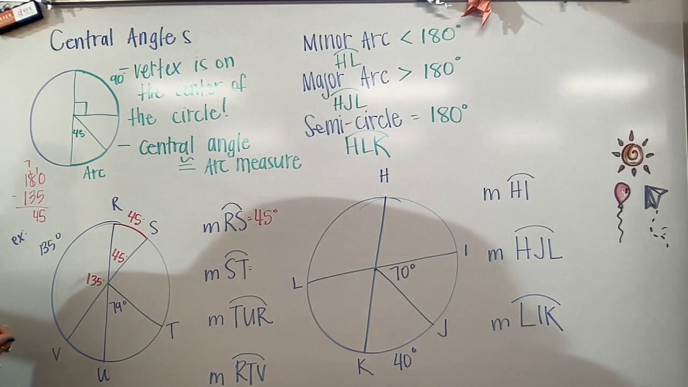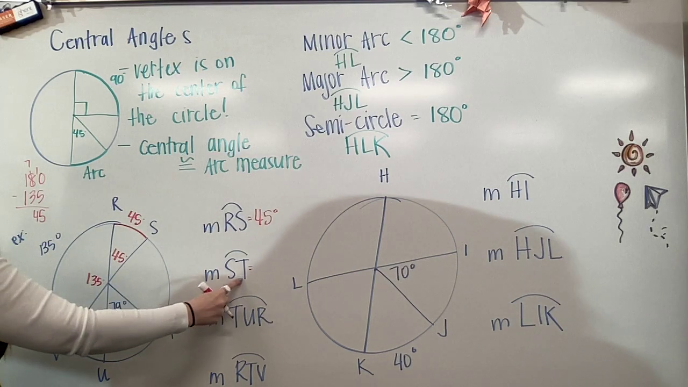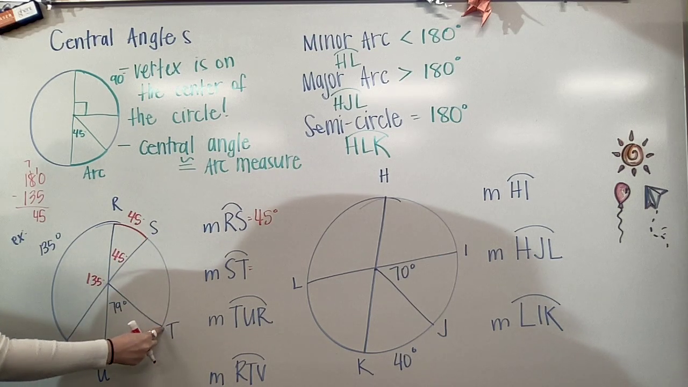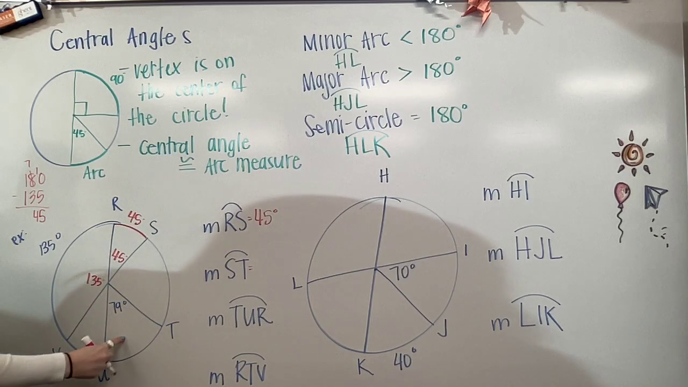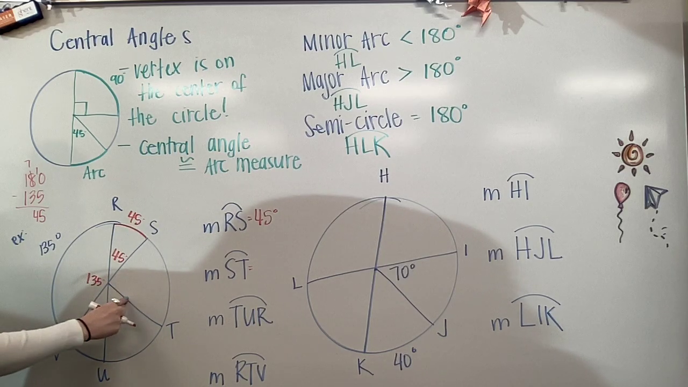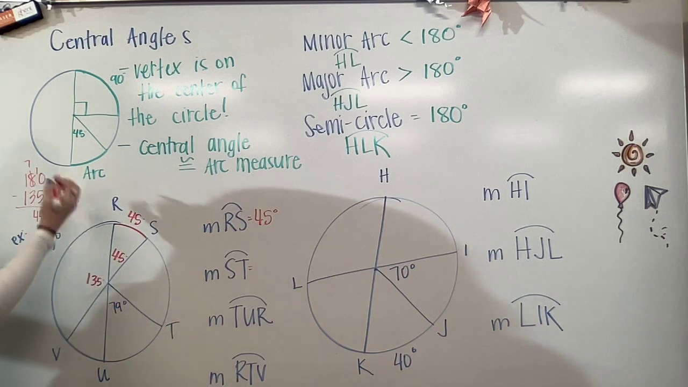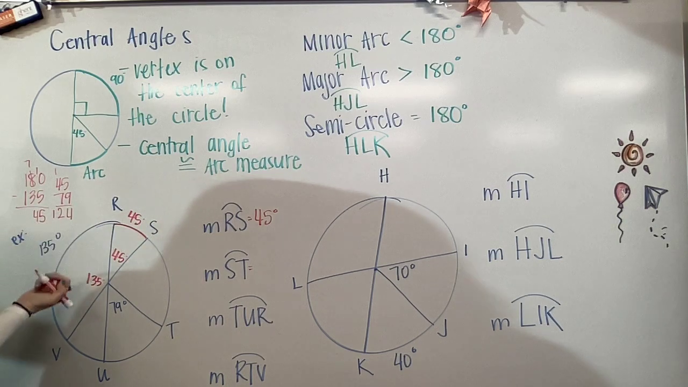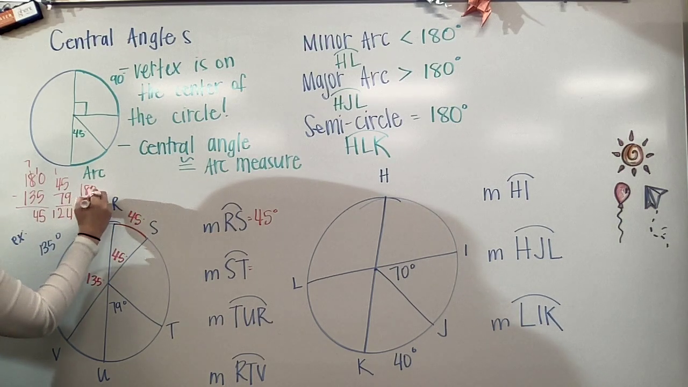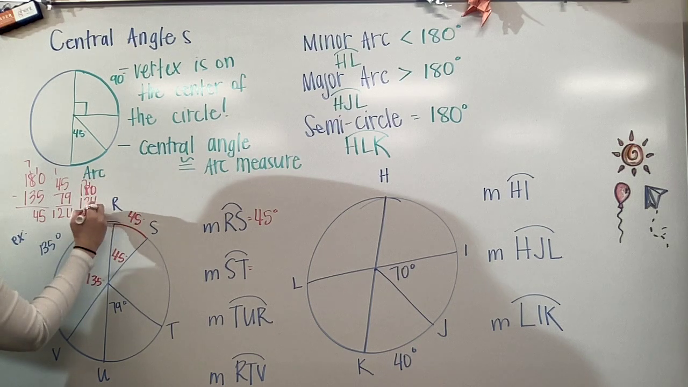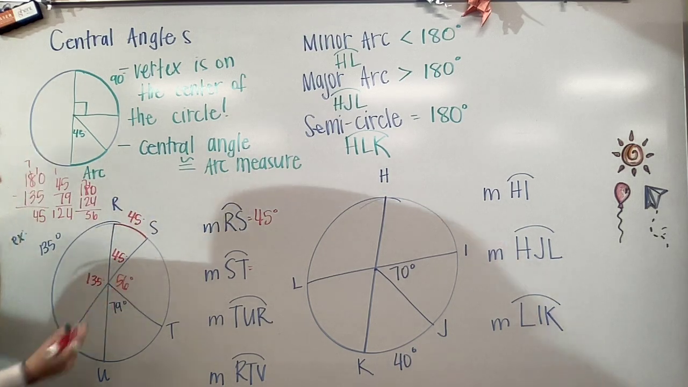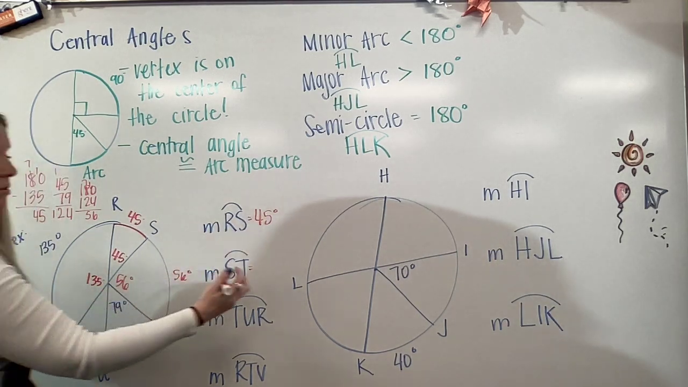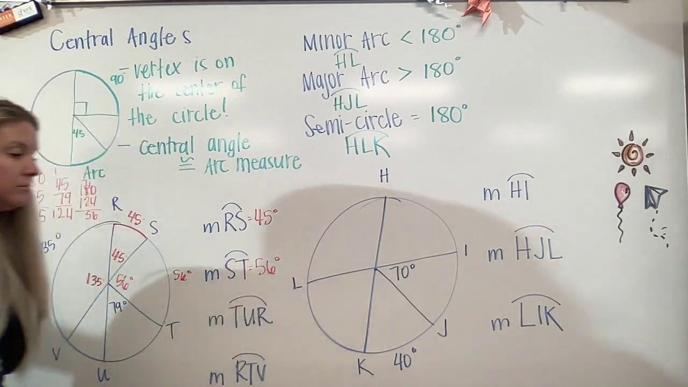Okay? Now I want to know what arc ST equals. Okay, so we could do it again. I now have 45, I have 79. I could find this measure here, and that's going to give me that arc length. So if I have 45 and 79, that gives me 124, and I'm going to take that away from 180. So that tells me that this is 56. So this is 56. Central angle is equal to the arc measure.